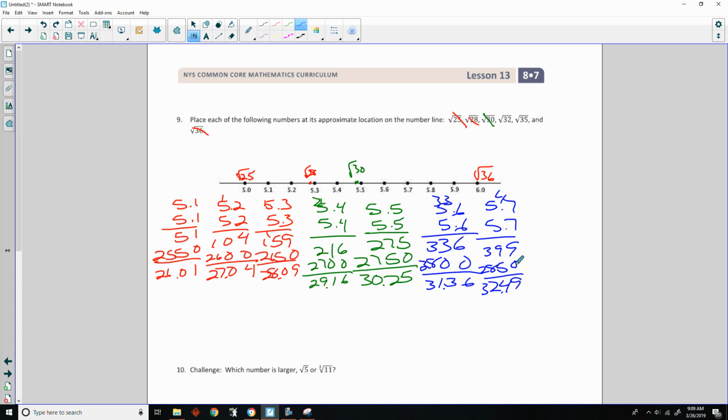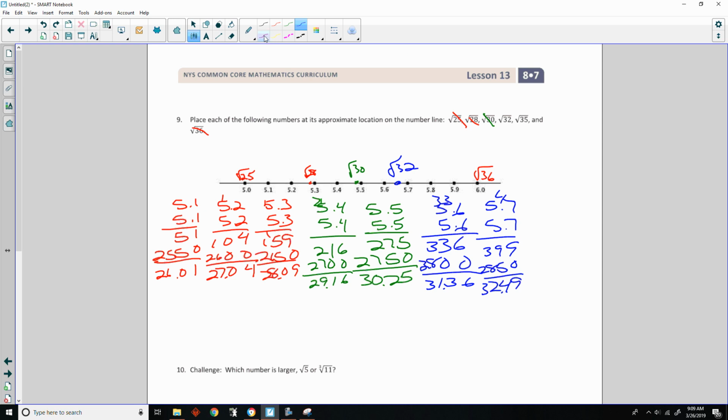It's 32.49, which is more than 32. So the square root of 32 is between 5.6 and 5.7. So I would say maybe here. Okay, it says approximate location. I'm not going to go out to hundredths and get more accurate. Square root of 32 is somewhere between 5.6 and 5.7. And it's a little bit closer to, let's see, 32 is 49 hundredths away, and this is 64 hundredths, so it is a little closer to 5.7.